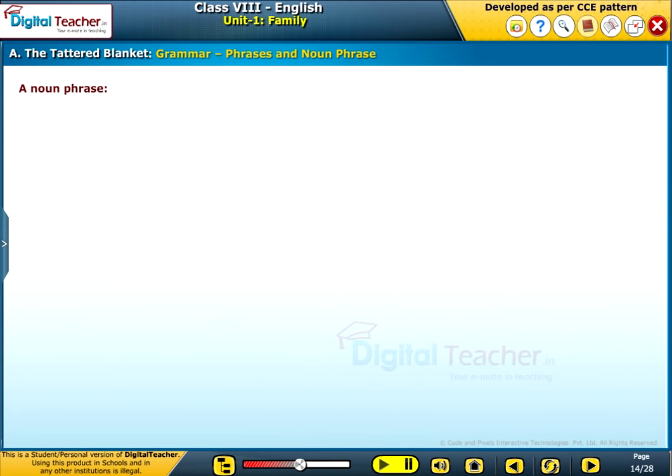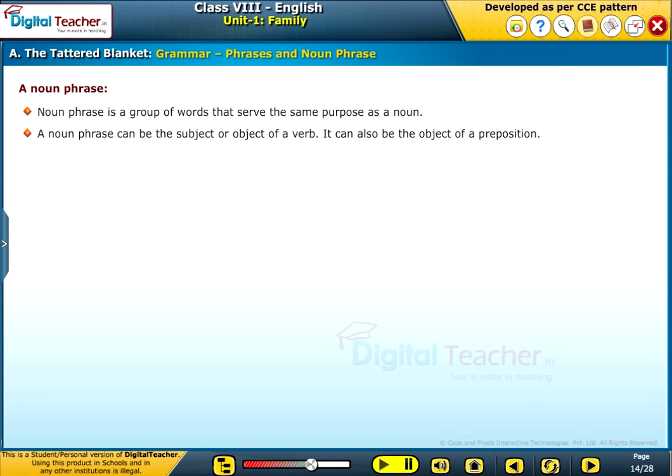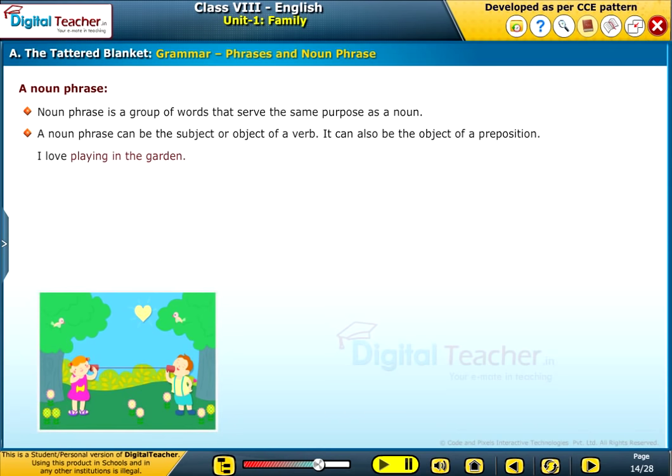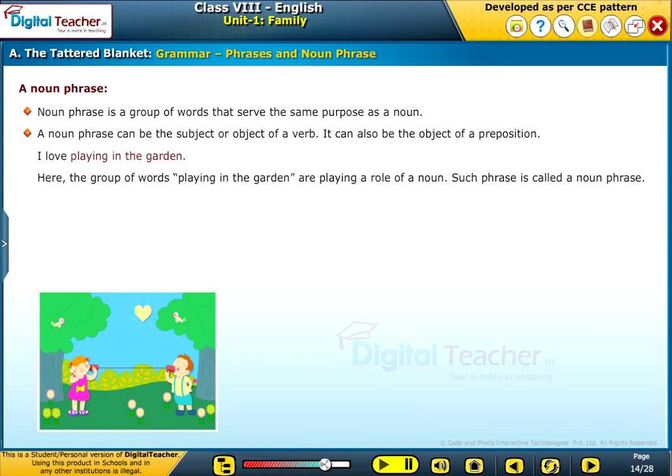Let us see what is a noun phrase. A noun phrase is a group of words that serve the same purpose as a noun. A noun phrase can be the subject or object of a verb. It can also be the object of a preposition. Observe the example. I love playing in the garden. Here, the group of words playing in the garden are playing a role of a noun. Such a phrase is called a noun phrase.